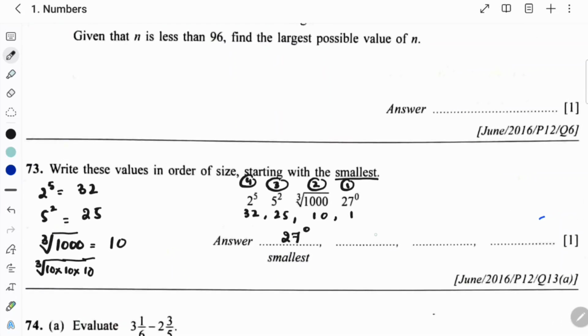27 to the power 0, cube root of 1000, 5 squared, and then 2 to the power 5 is 32, which is the largest one.